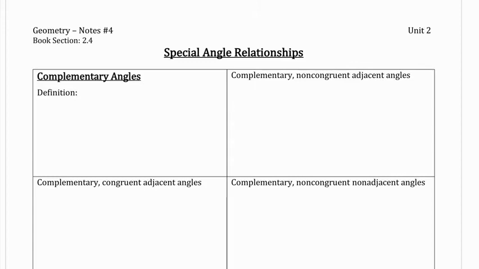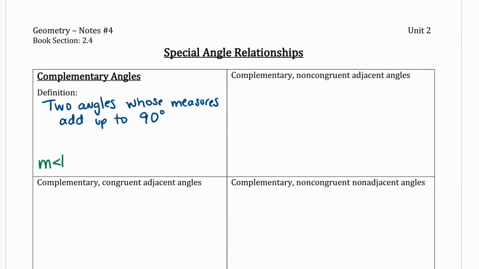Complementary angles are, by definition, two angles whose measures add up to 90 degrees. So if I had my two angles, another way to write this is I could say that the measure of angle 1 plus the measure of angle 2 equals 90 degrees.